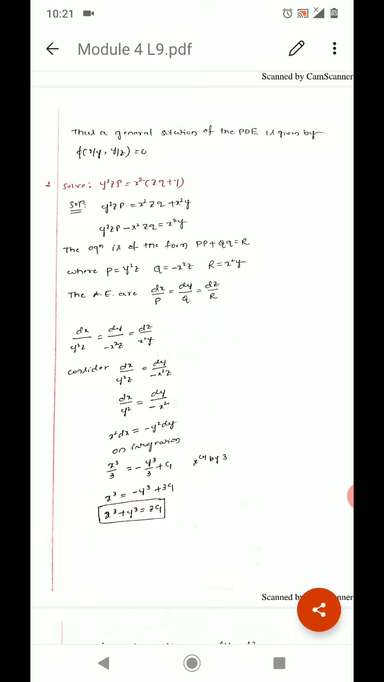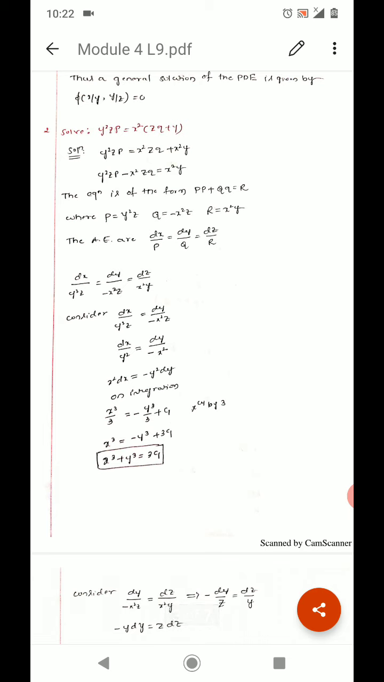Next problem is y square z into p plus x square of z cube plus y into q. So the given equation becomes y square zp, which is equal to x square z cube plus x square y. Take x square z cube to the left side, we get y square zp minus x square z cube q, which is equal to x square y. So this is in the form Pp plus Qq equals R, where capital P is y square z, capital Q is minus x square z, and capital R is equal to x square y.